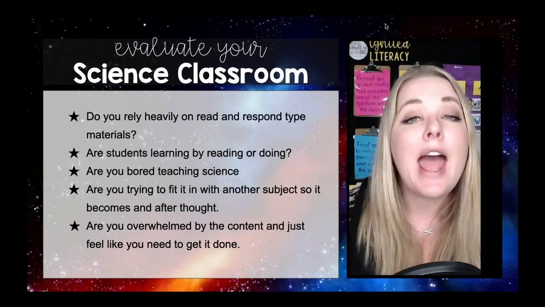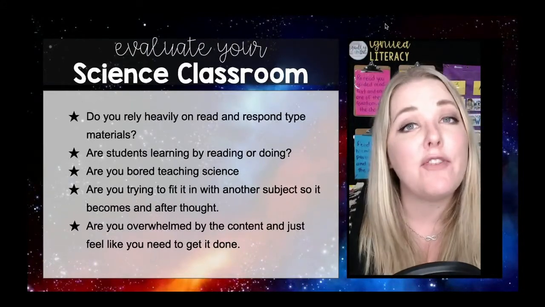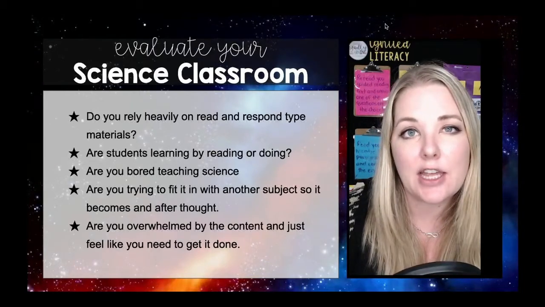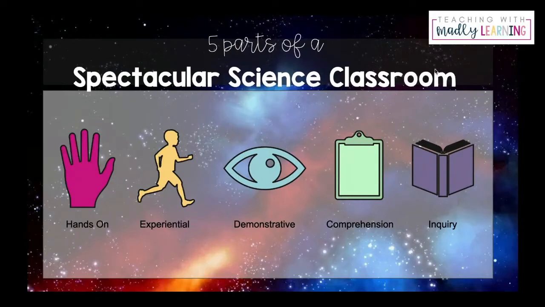So we're going to go through how you can combat all of these things through the 5 components of a spectacular science program. So this leads us to the 5 parts of a spectacular science classroom. We want to make sure that our science classrooms have a mix of all of these experiences for our students. Most often we rely on the comprehension piece, that green clipboard here on the screen, because this is where we're most comfortable. These are our read and response and comprehension type activities where we just want the students to get it. But they get it so much more if we can access some other inputs for our students to get what it is that we're trying to teach.